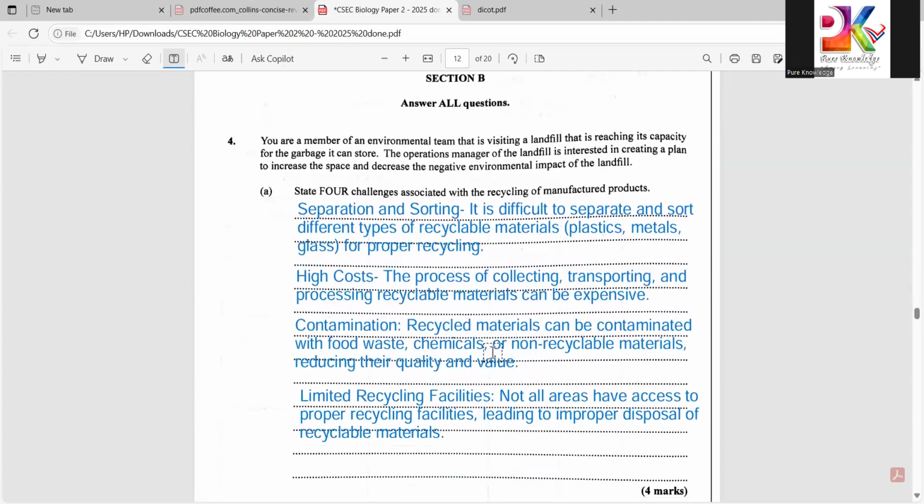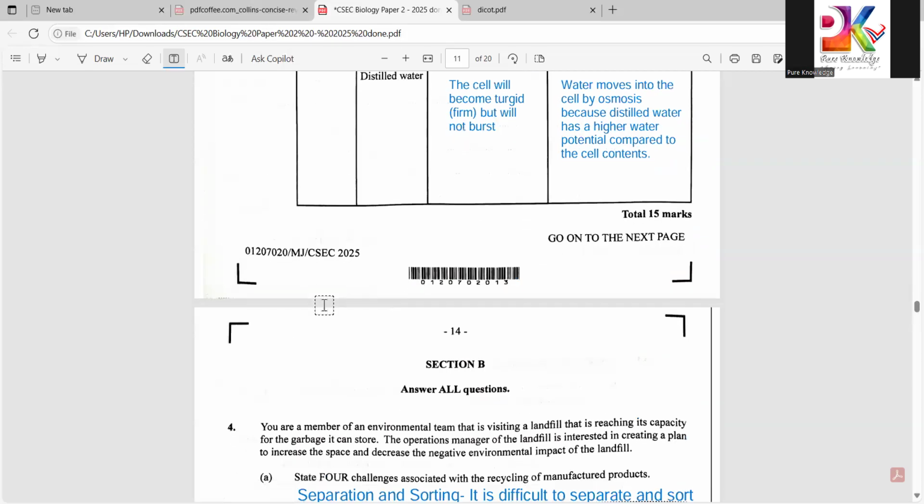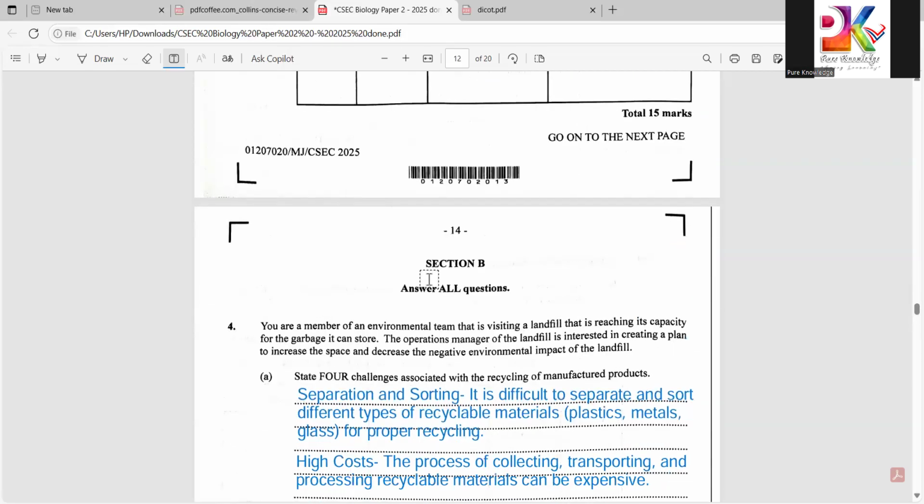Moving on, section B. Nice. So let me know how you feel about section A, guys. Nice. Let's go. Section B.